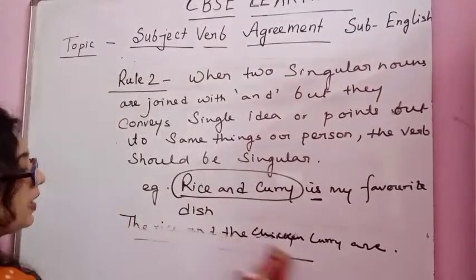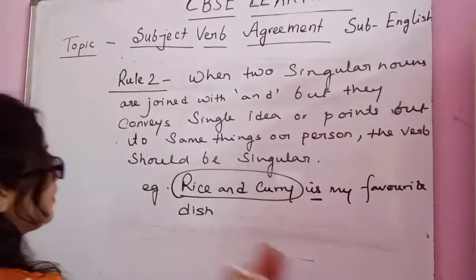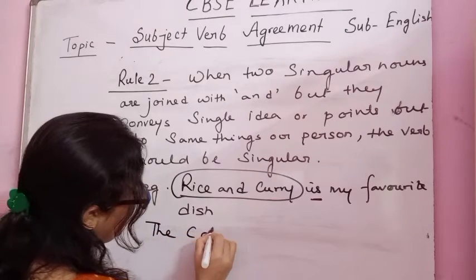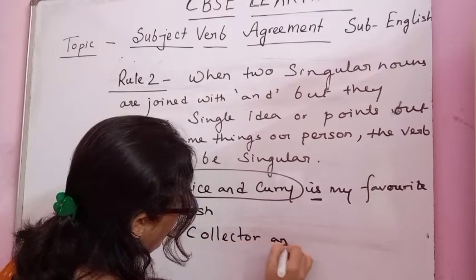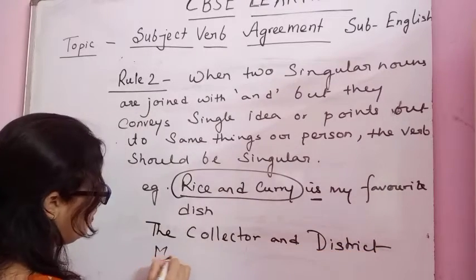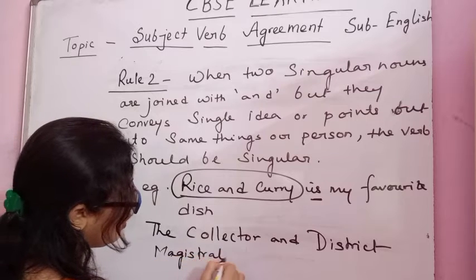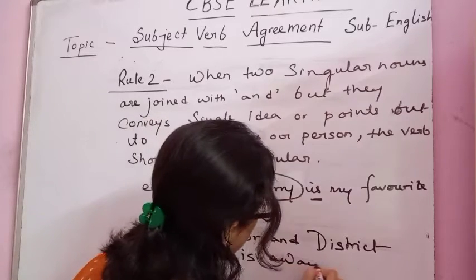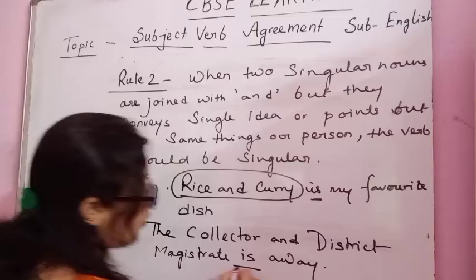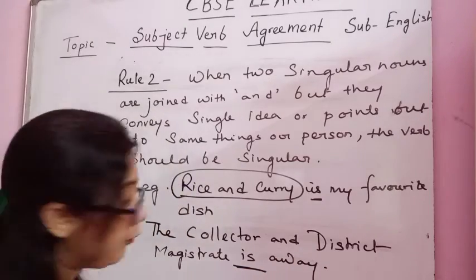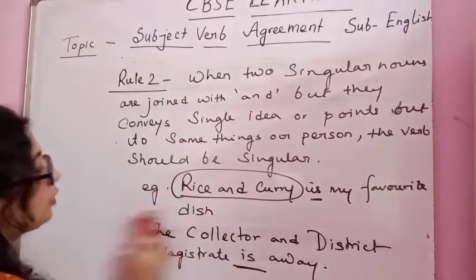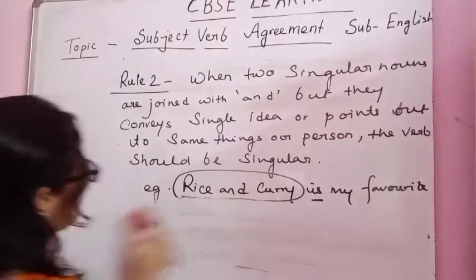Now let me give you the second example. The collector and district magistrate is away. It is giving you the same idea, that both are away, so you can use "is away". But there should be a note, if both are pointing out different things.